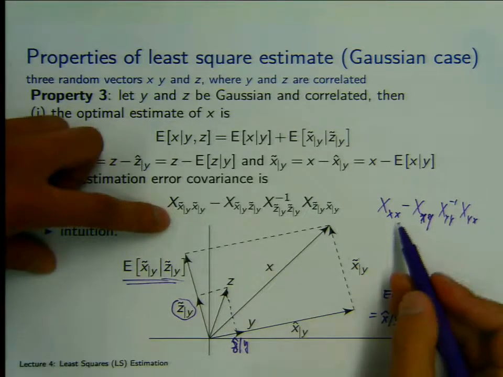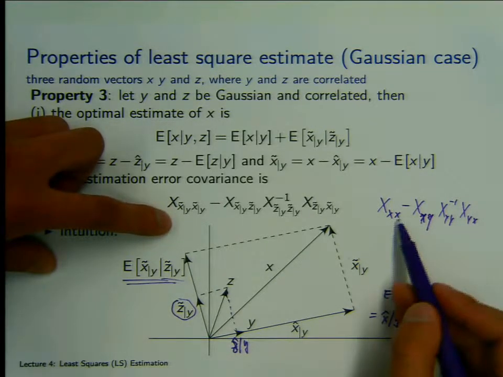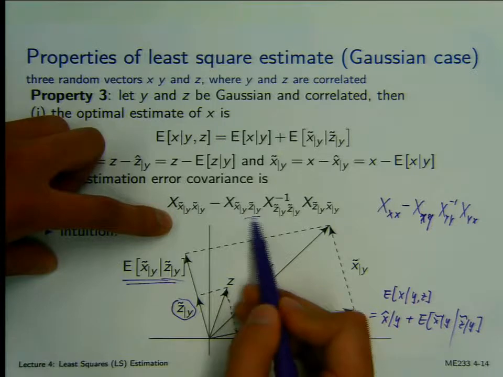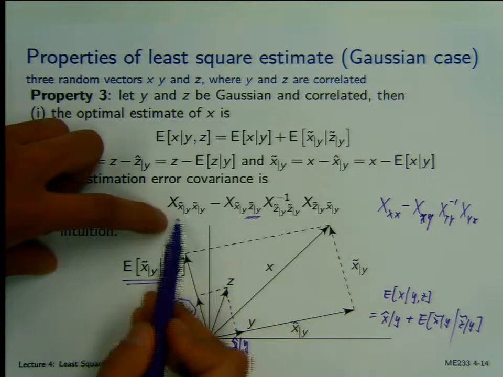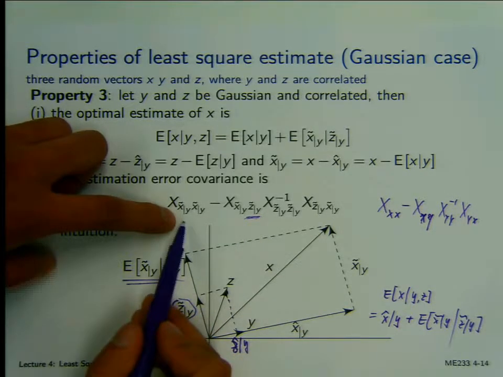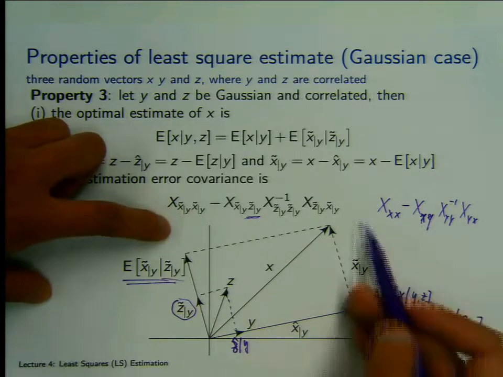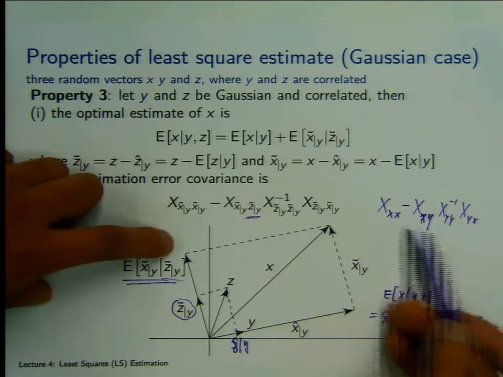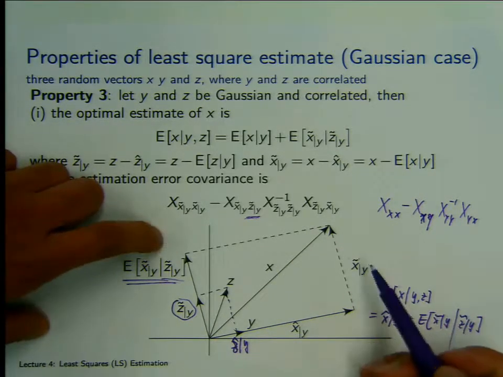So this is improving, y is improving x here. Here, this z tilde term is improving my estimation conditioned on y. It's just a different notation here. The structure is exactly the same.